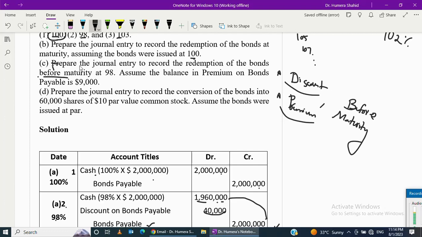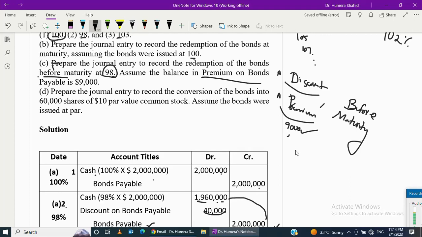So let's see here. Prepare the journal entry to record the redemption of the bonds before maturity at 98. So if you see here, you have redeemed them at 98. Assume that the balance in the premium on bonds payable is 9,000. Now don't get confused with this 98. This 98 is the price you paid before maturity, but actually these bonds were premium bonds. That's why you still have some balance in the premium account. Okay, so that balance was 9,000.